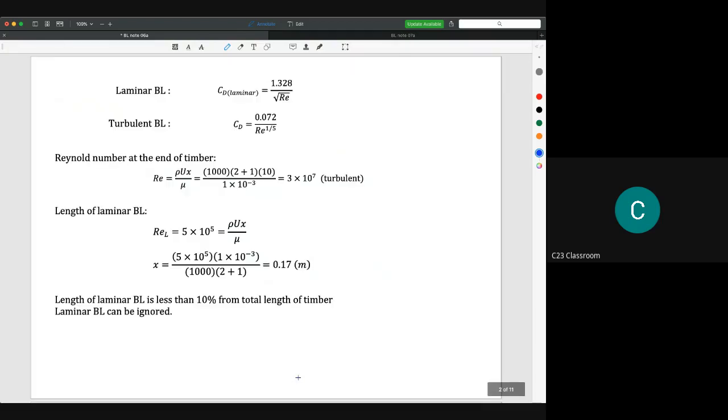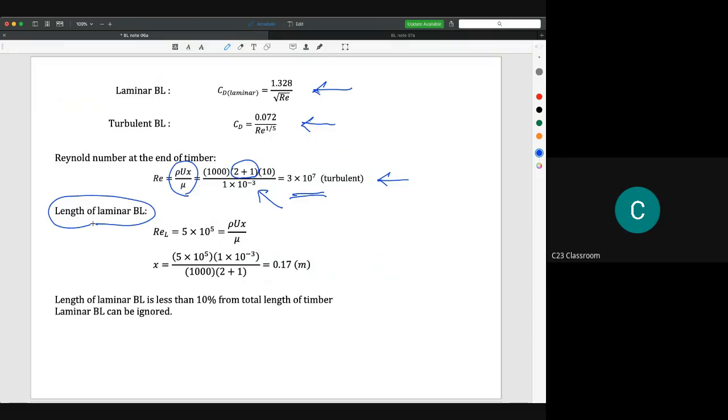Let's say if our calculation is fully laminar, we could use the drag force from the Blasius solution, and if it is fully turbulent, we could use the drag force for fully turbulent based on the 1/7 power law. First we need to calculate the Reynolds number at the end of the timber. We use the equation rho U L over mu and substitute the values. We use velocity here as 3 because they flow in different directions. We get 3 times 10 to the power of 7, which means the Reynolds number is turbulent. Then we need to determine whether the length of the laminar boundary layer is significant to be counted or not.